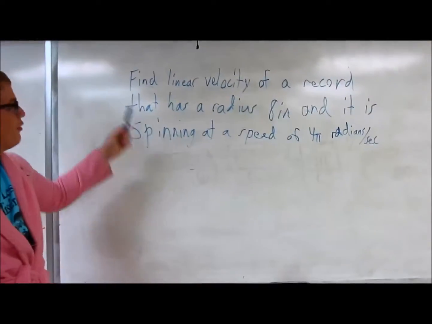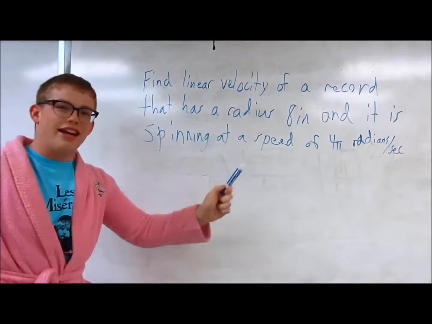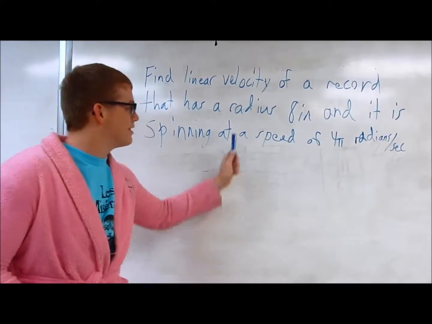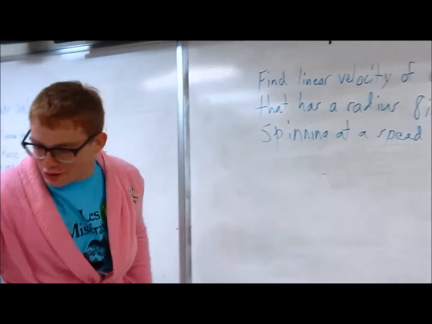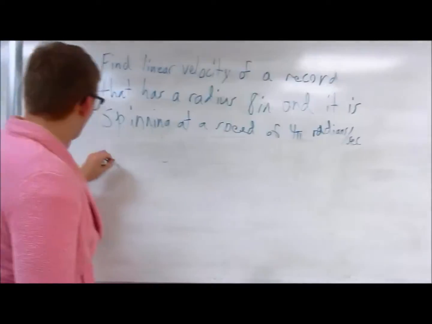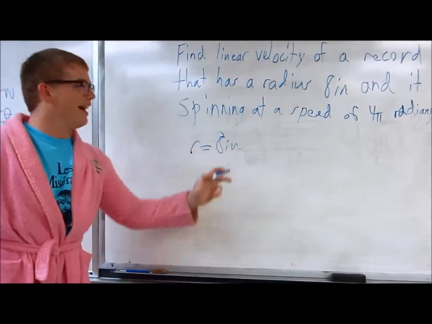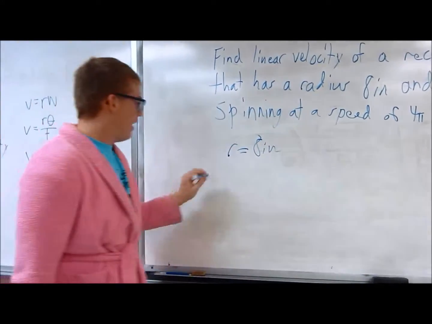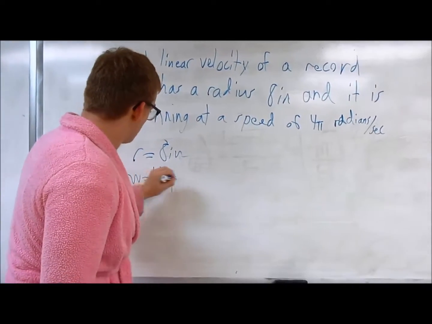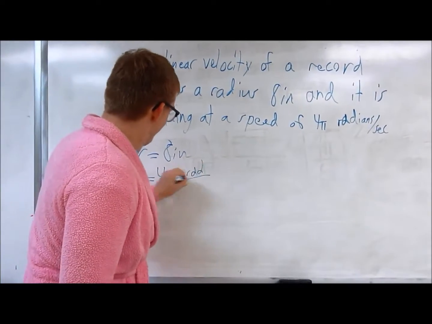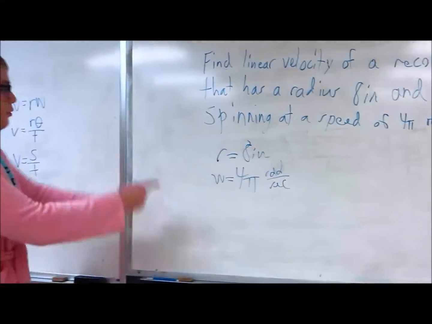Our problem: find the linear velocity of a record that has a radius of 8 inches and is spinning at a speed of 4 pi radians per second. First, let's look at what we know. Radius equals 8 inches. W, or angular velocity, equals 4 pi radians per second. So now we have R and W.